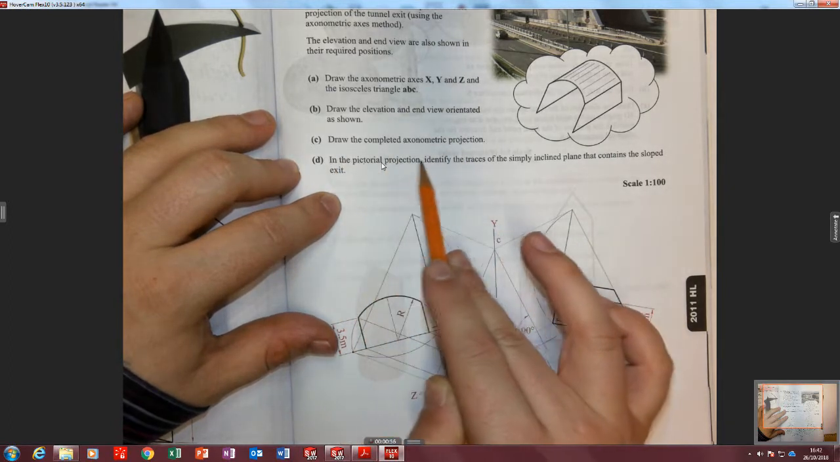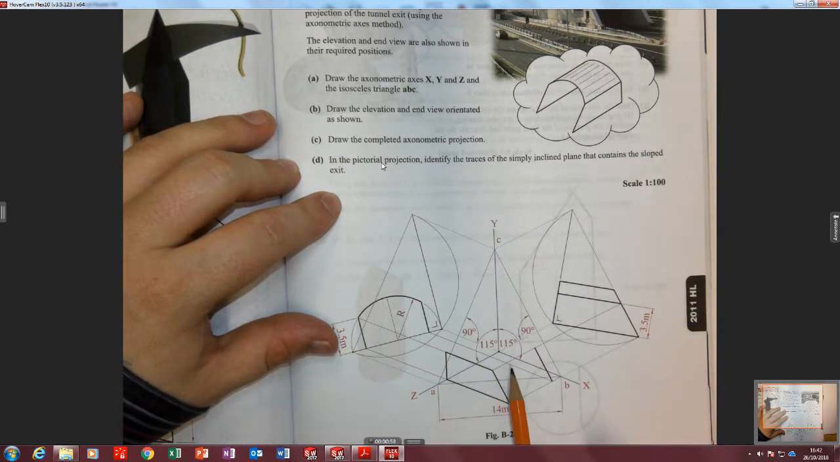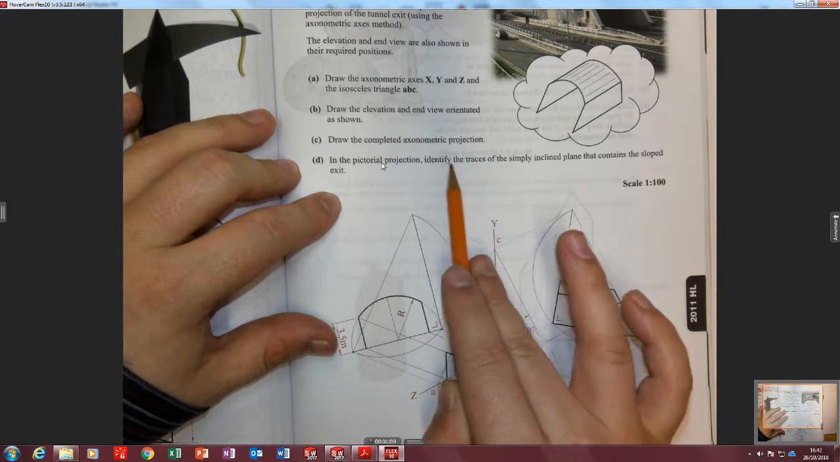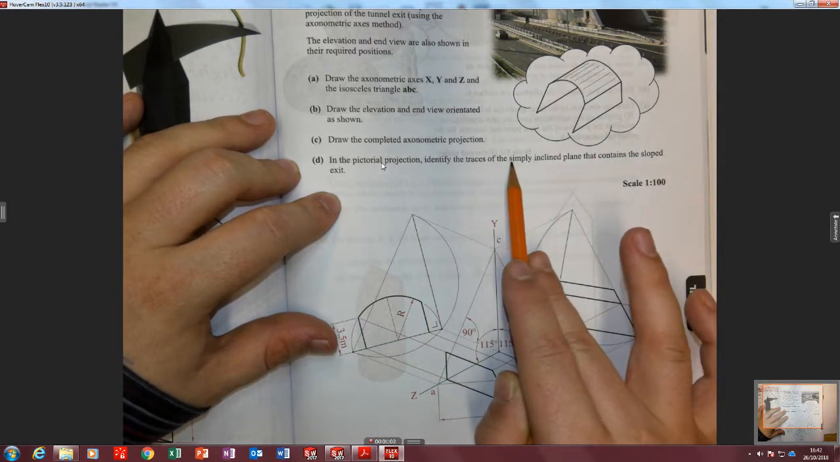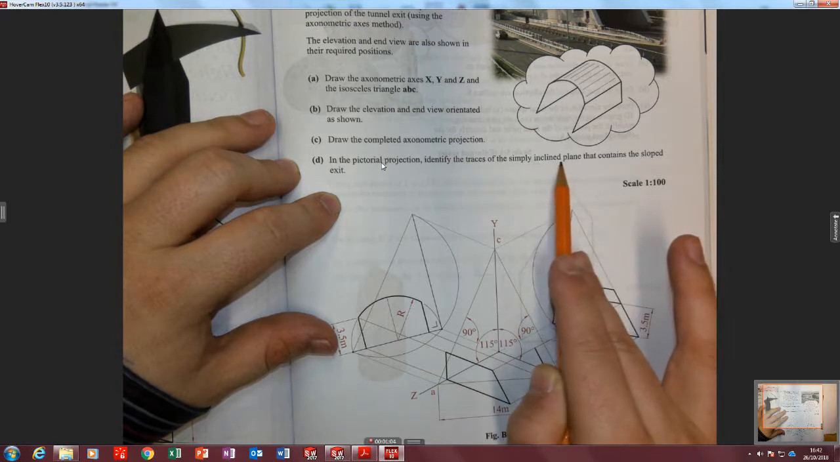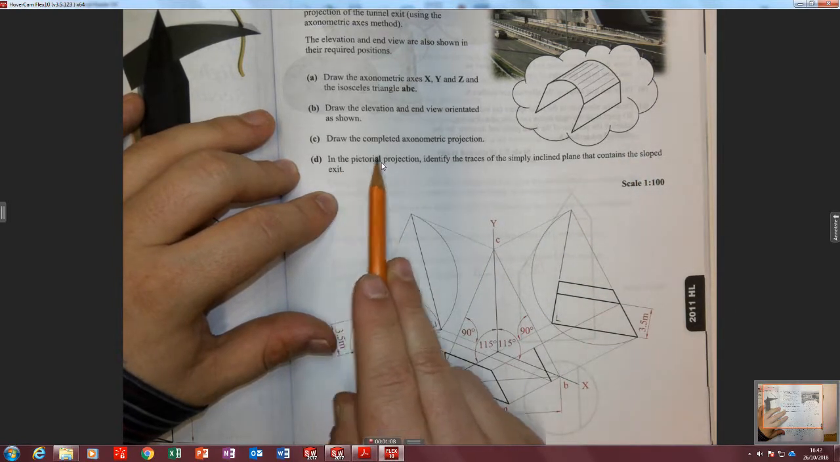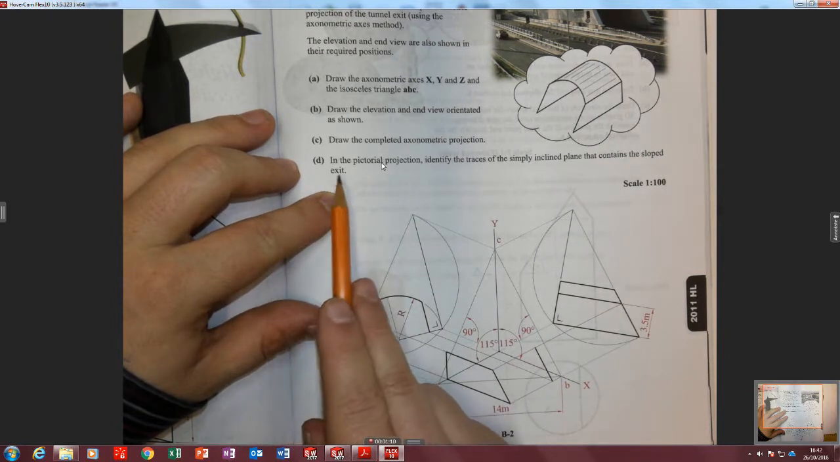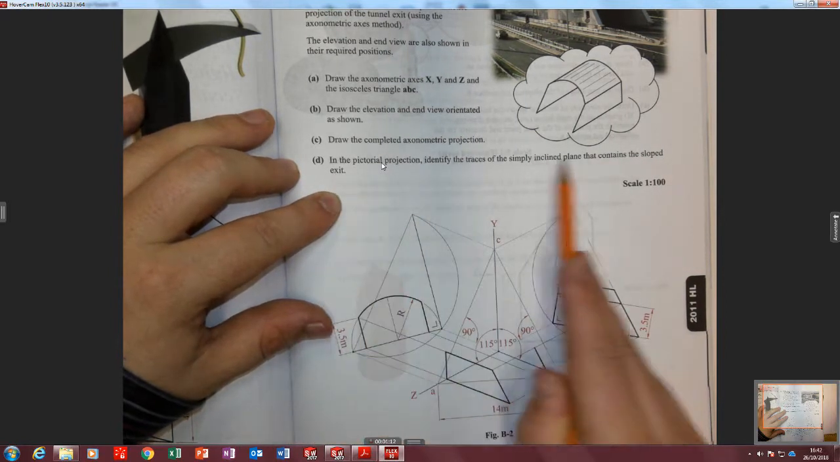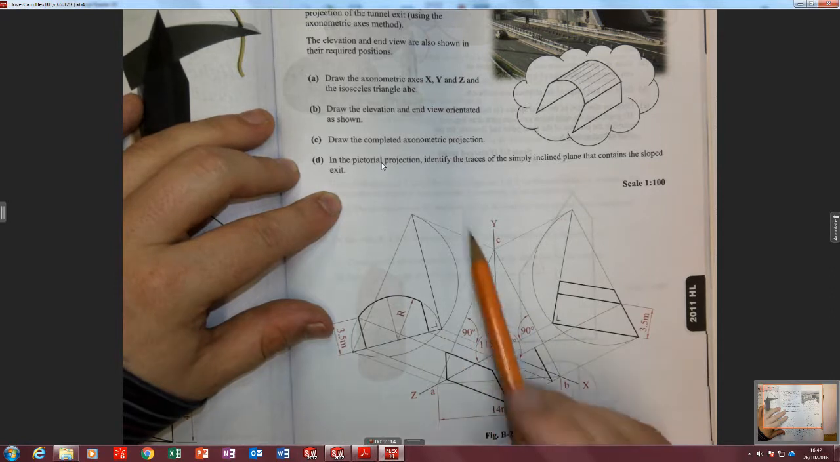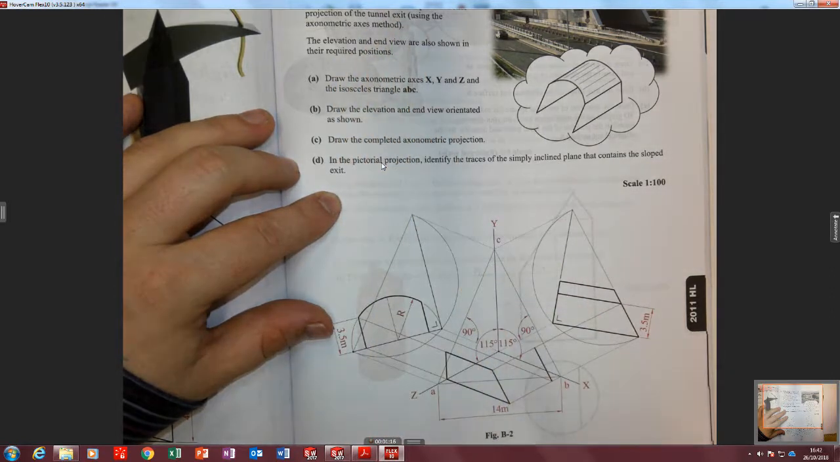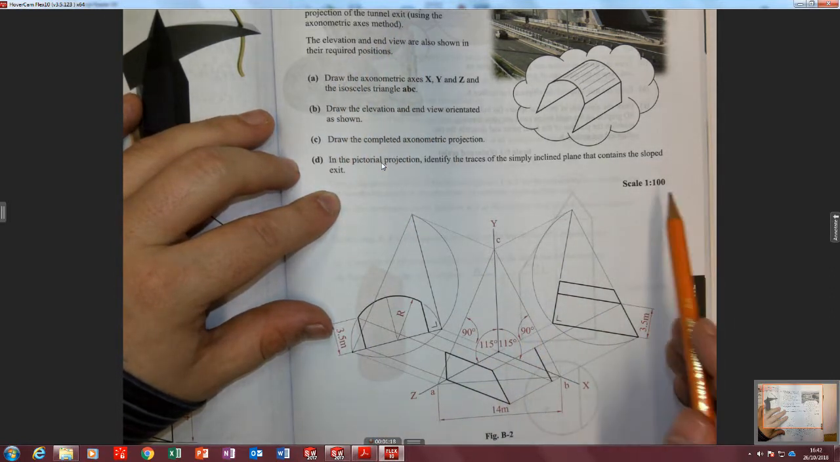Part D. In the pictorial projection, and pictorial is another word for 3D, identify the traces of the simply inclined plane that contains the sloped surface of the exit. So the sloped surface of the exit. Right now, it said it's dimetric. Remember, your question is the best source of information.